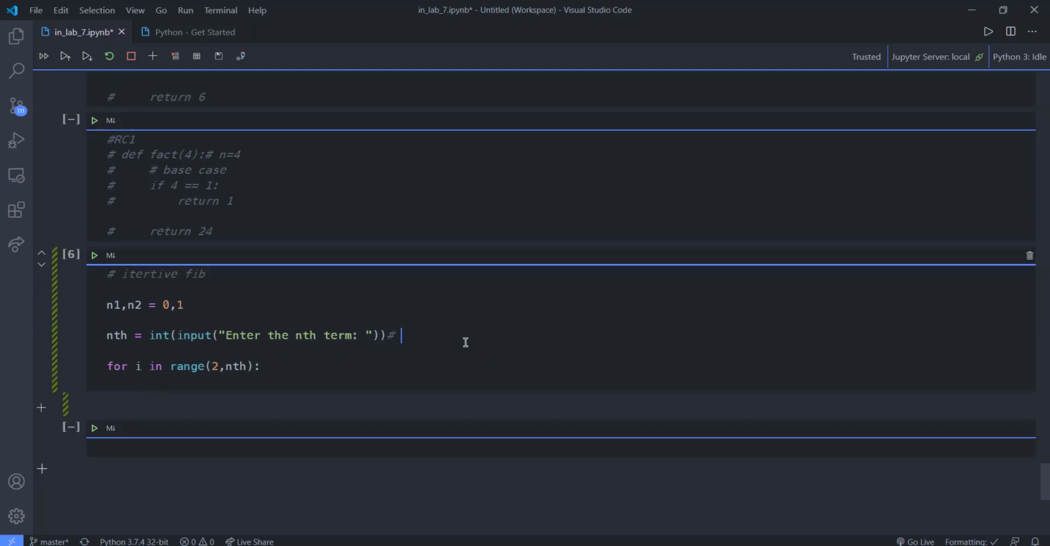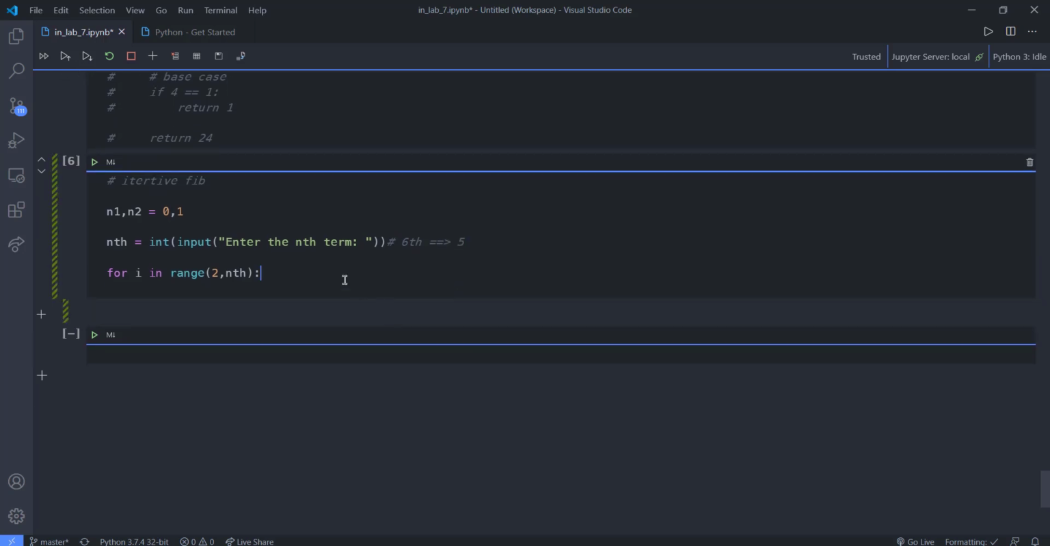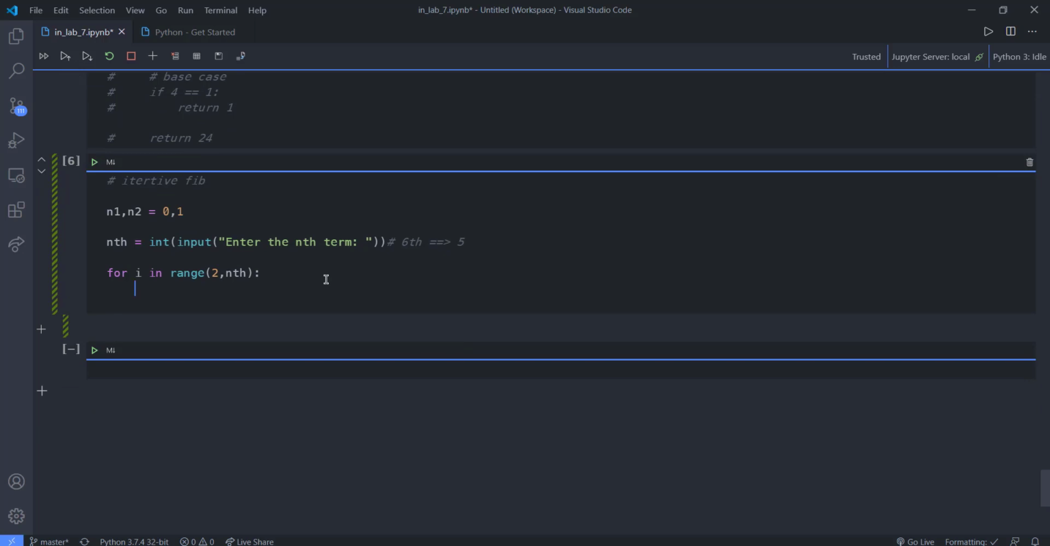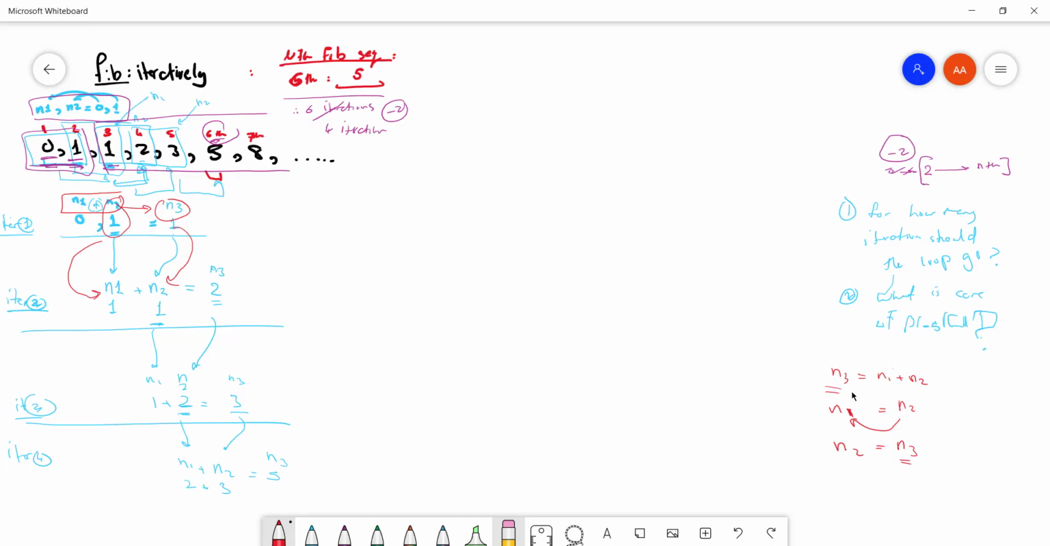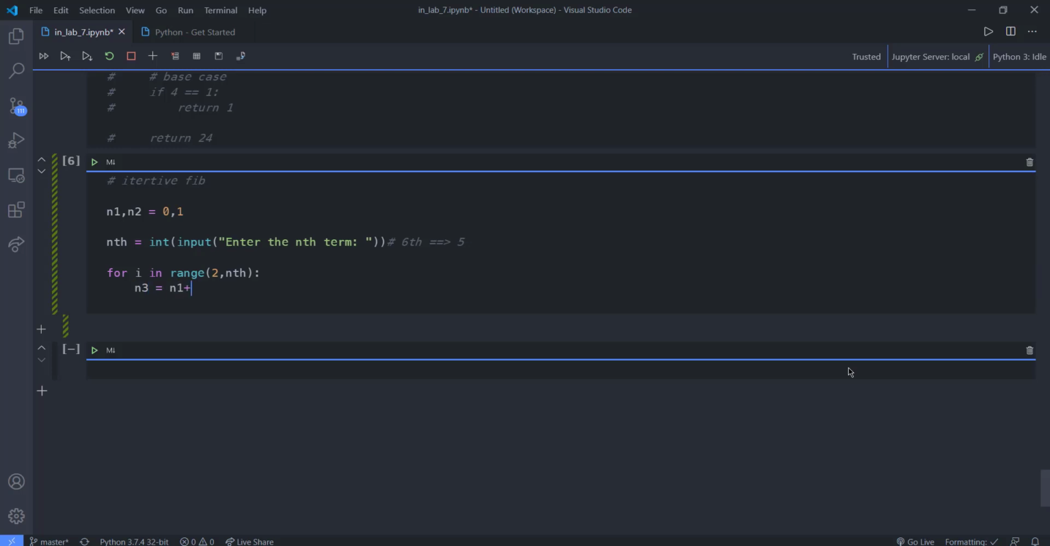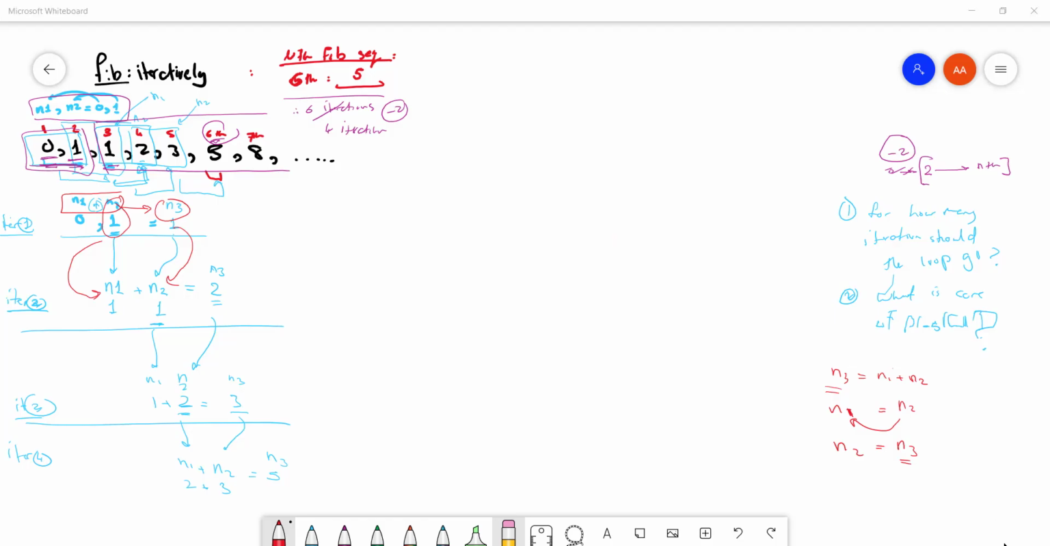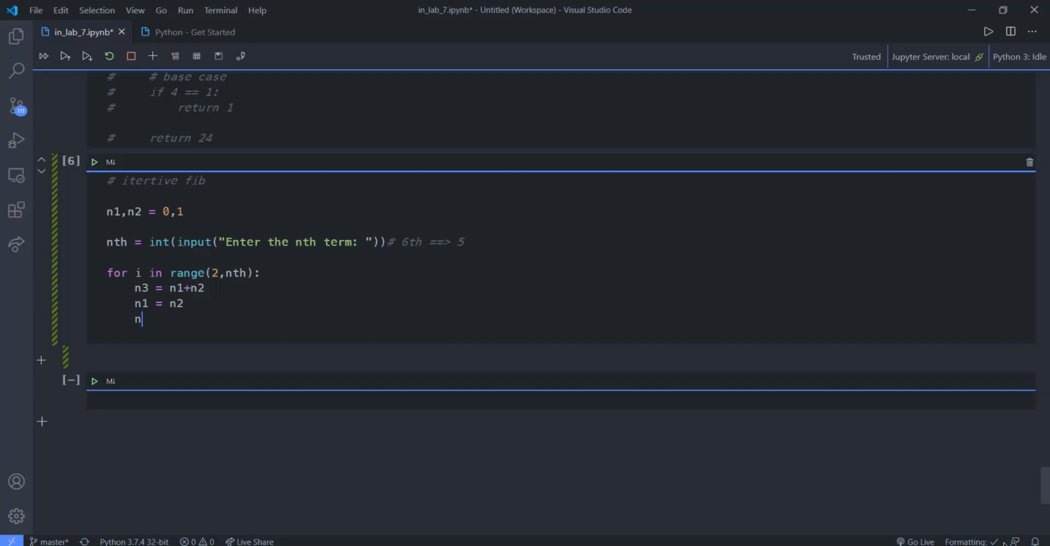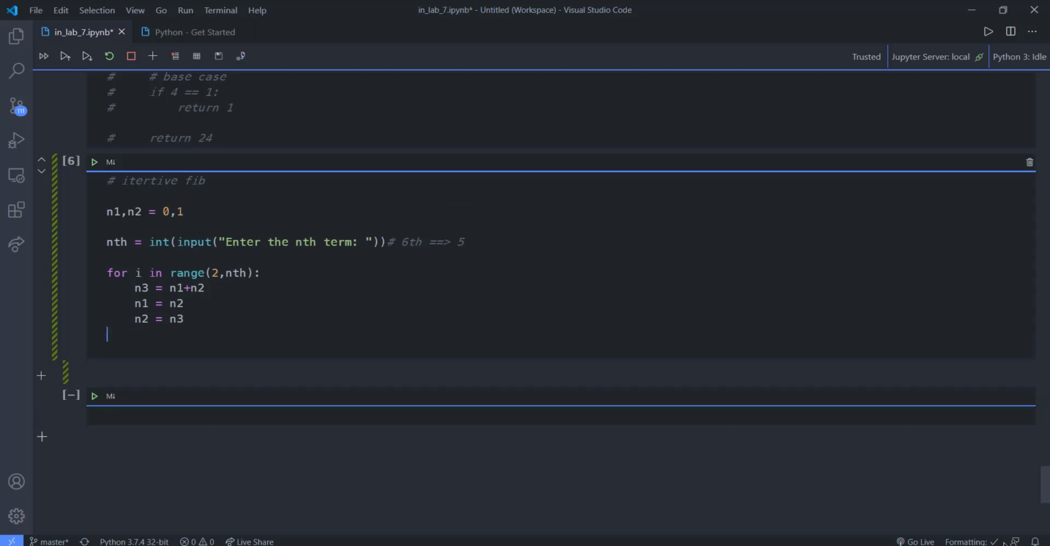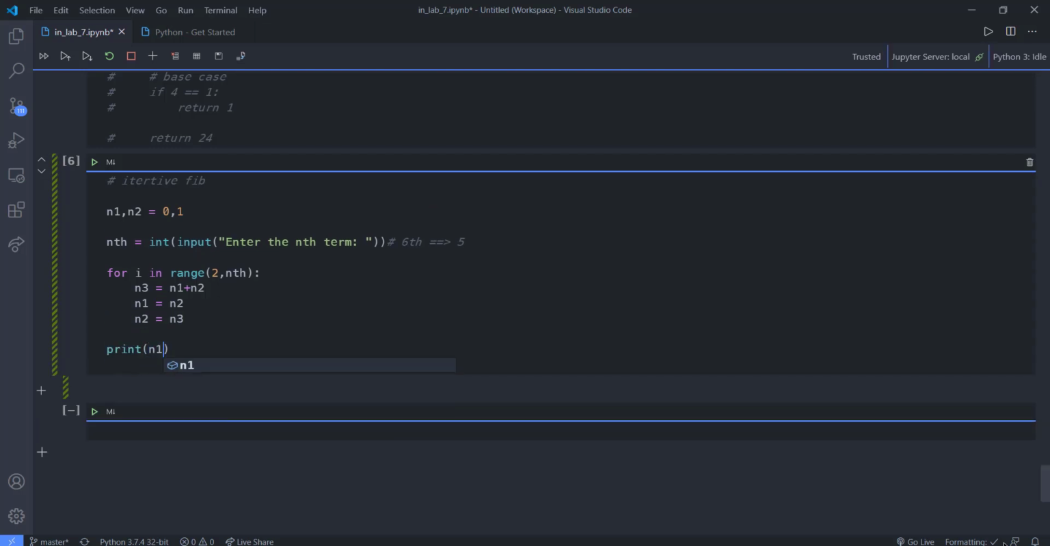right? So let's say that the user is going to ask for the 6th term, which is going to give you 5, right? So now let's say that what we did right there, which is n3 is going to be equal to both of them, and n1 is going to be equal to n2, and n2 is going to be equal to n3, right? And let's try and print all of them when this ends. Let's give this as the 6th term, and this is going to give you 3, 5, 5. We really need the nth term.